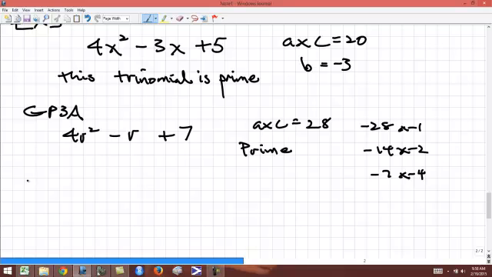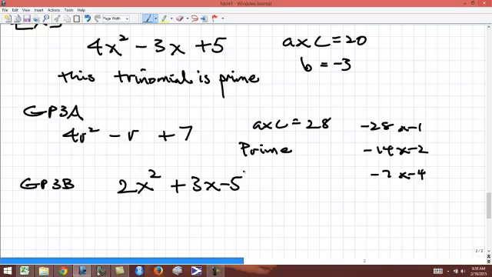So let's do GP 3b, and let's check this out. So we got, I don't know what happened. How did that happen? So we got 2x squared plus 3x minus 5.